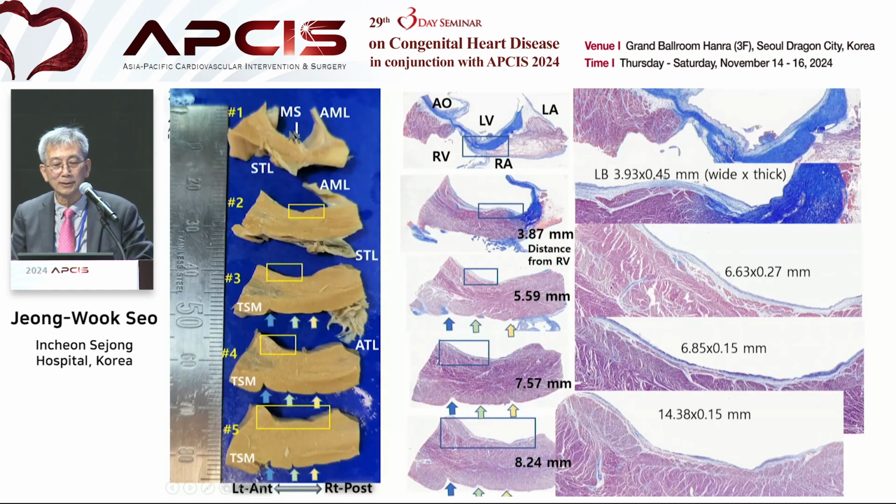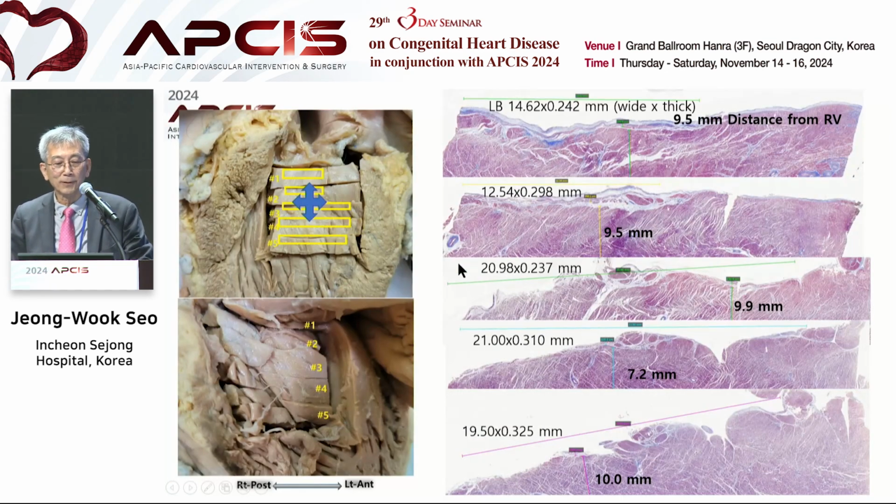So I made semi-serial histologic sections to show the width and thickness of conduction tissue from the beginning, the His bundle, to the left bundle, fascicles and branches and so on. At the initial level it was 3 millimeters wide, and at the end, 14 millimeters wide. So it's a kind of fan-shaped structure for conduction system pacing. If I'm mapping the conduction system, it's not a narrow zone, but a relatively wide zone to be paced.